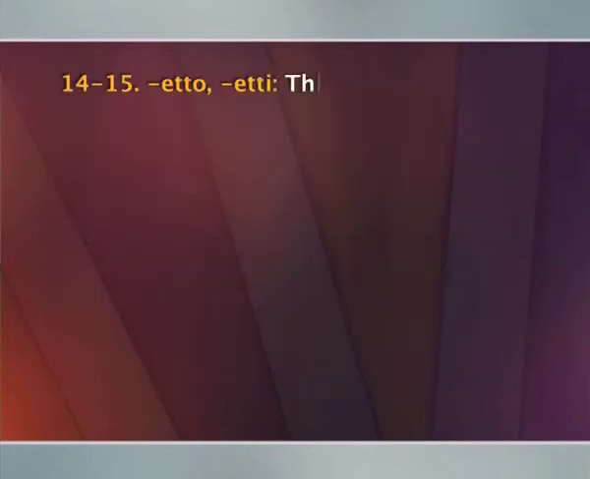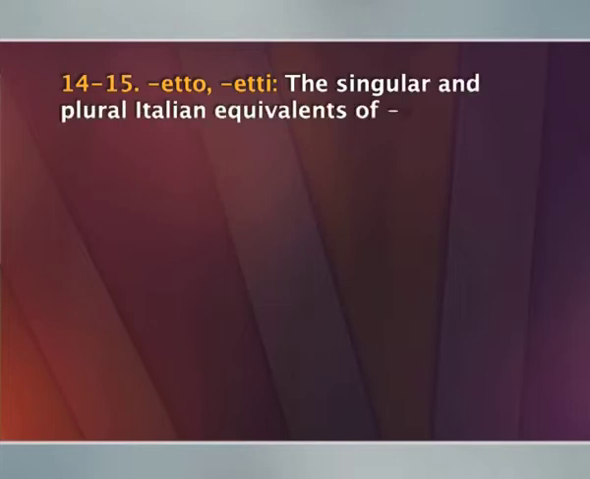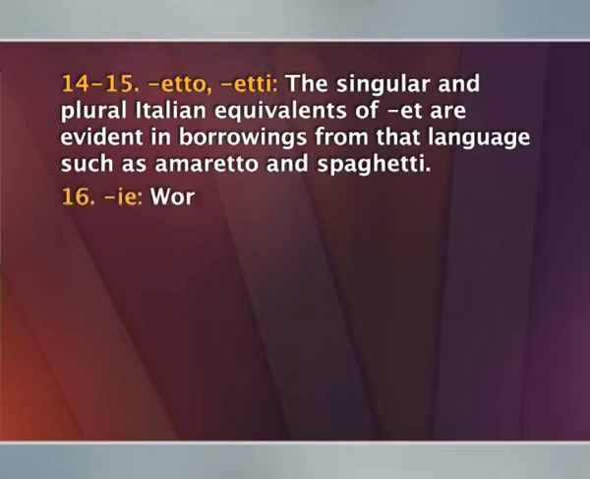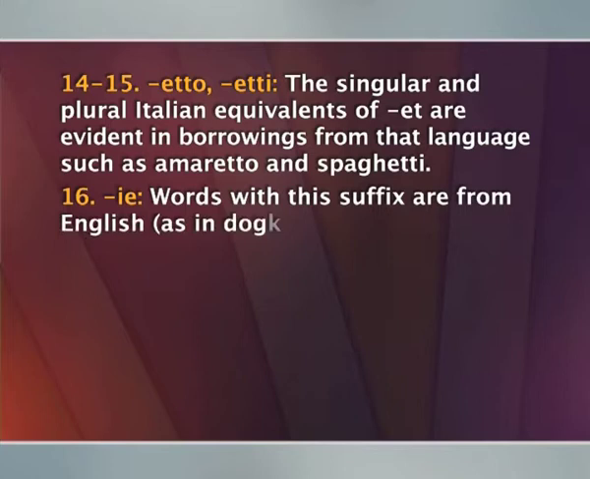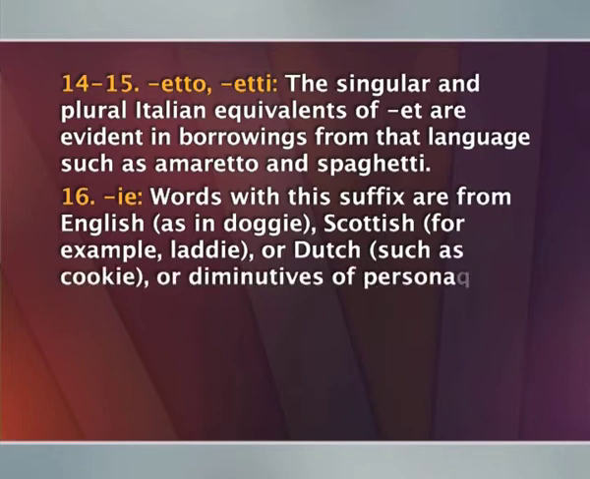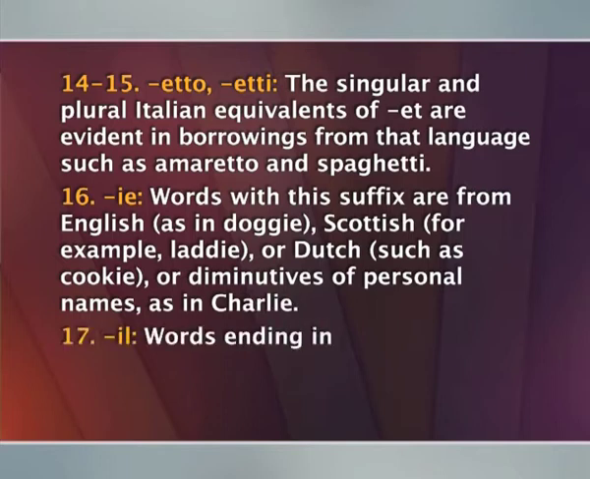Fourteenth and fifteenth are etto and etti. The singular and plural Italian equivalents of et are evident in borrowings from that language such as amaretto and spaghetti. Sixteenth, ie, y. Words with this suffix are from English as in doggy, Scottish for example laddie, or Dutch such as cookie, or diminutives of personal names as in Charlie.